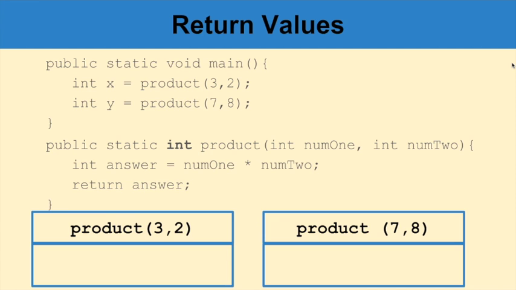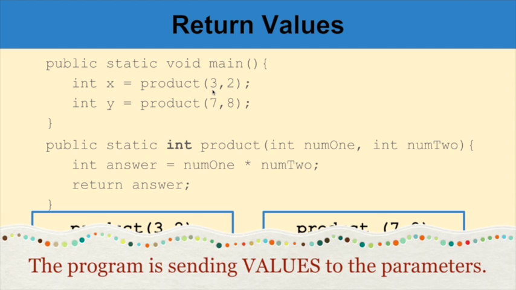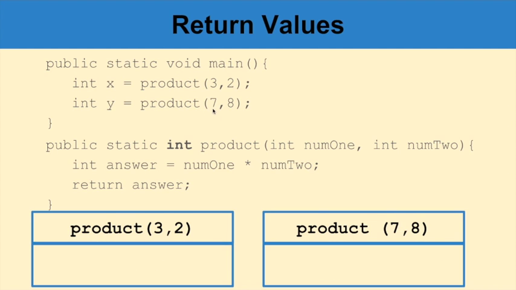So let's look at another. Okay, we're going to try another one. And in this one, we actually have the main method here. And we have the void, and we have an integer x, which is equal to a call to the product method. And we're sending down the values 3 and 2. And integer y is equal to the product method again. This time we're sending different numbers down to the parameters. We're sending 7 and 8 down. So 3 would become num1 and 2 would become num2. So let's see what would happen with that.